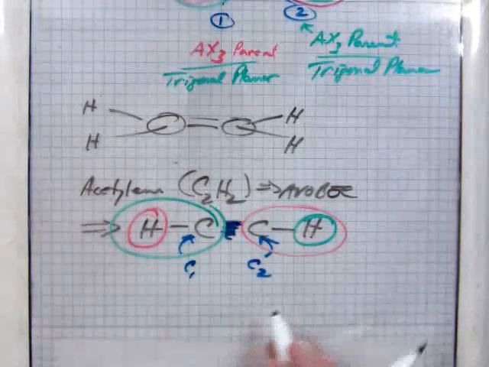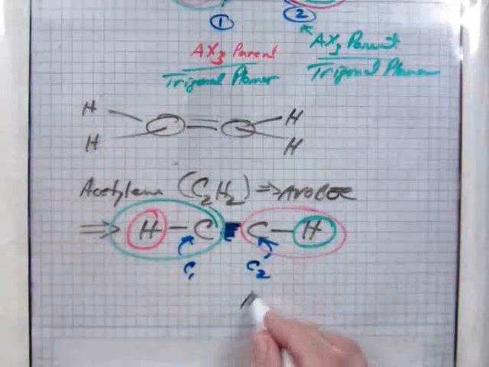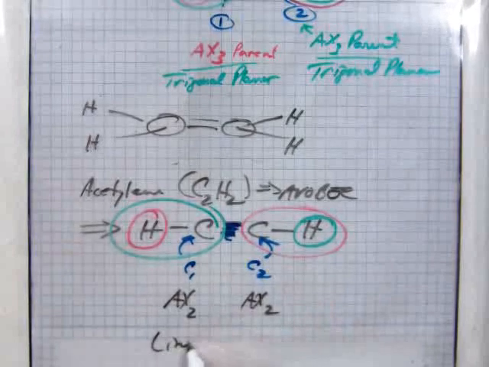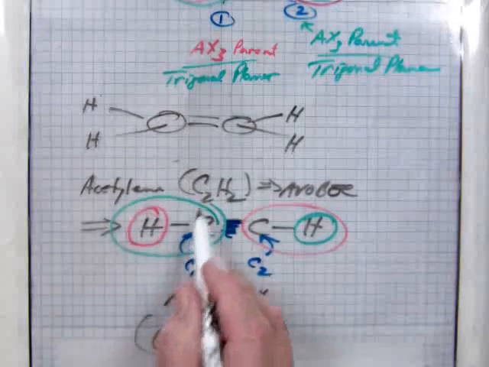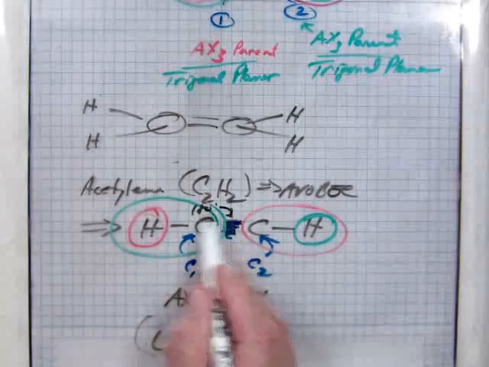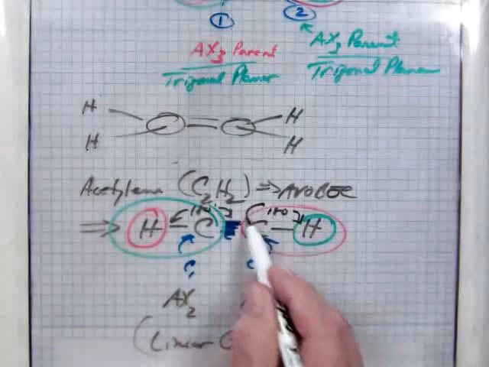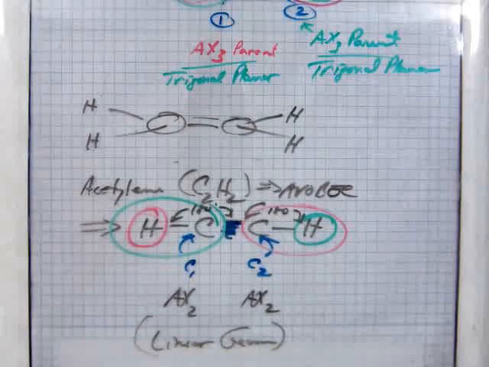So that gives you an AX2 around each one of the carbons, and those are linear geometries. So it's 180 degrees in this structure. You have to take one carbon at a time, or one element at a time, and look at how the geometry evolves from that.